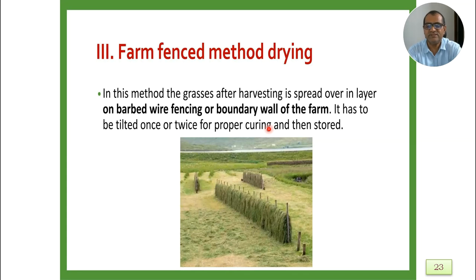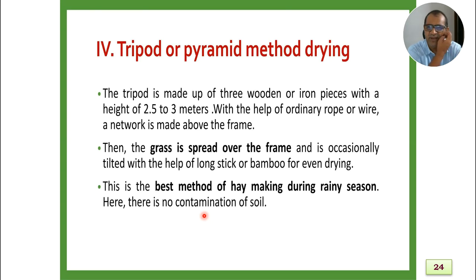Whereas the farm fence method is another one, where the grasses after harvesting are spread in layers over barbed wire. Here is a barbed wire or boundary of the farm. The grass has to be turned once or twice for proper curing and drying. With barbed wire we can make it dry very fast because the air passes from one end to the other.